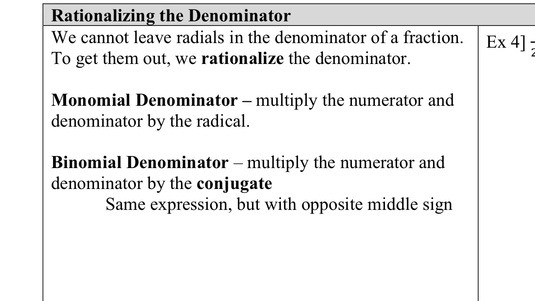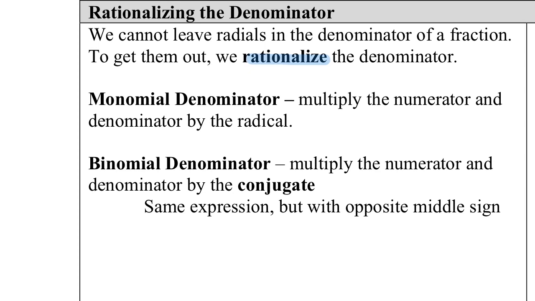Now, rationalizing the denominator. We cannot leave radicals in the denominator of a fraction. It's not proper. So to get them out, we do something that we call rationalizing the denominator. If you have a monomial, what that means is there's one term in the bottom and it's a square root. Multiply the numerator and denominator by the radical to get rid of it.